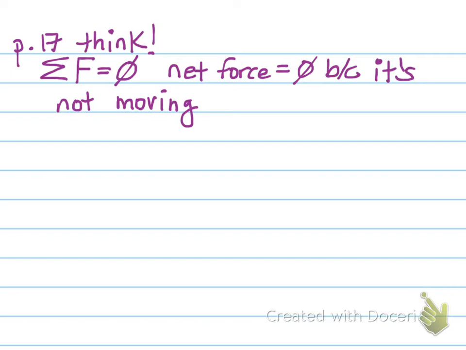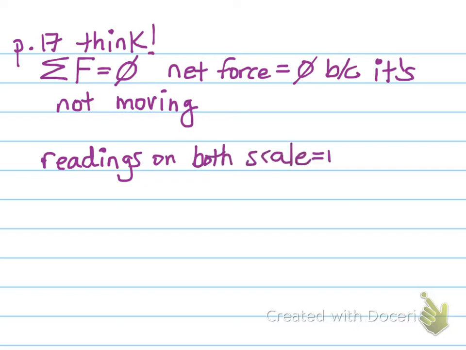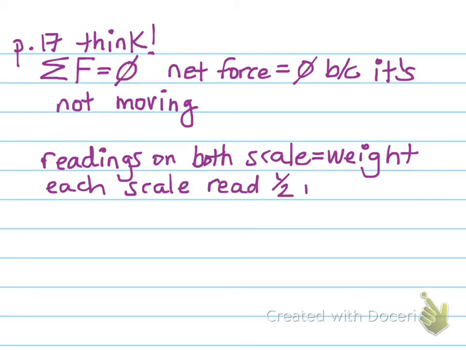The second think question there says, suppose you stand on 2 bathroom scales with your weight evenly distributed between the 2 scales. What is the reading on each of the scales? Again, the readings together are going to equal the weight. If my weight is equally divided between the 2 scales, each scale is going to read half my weight.